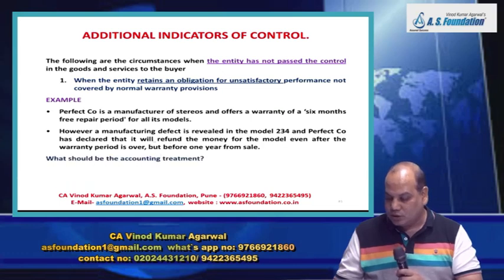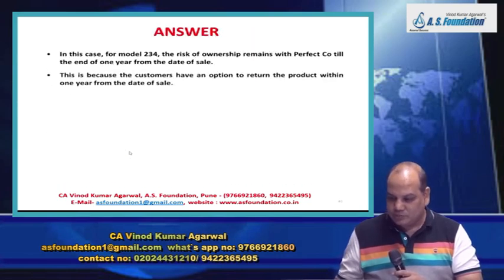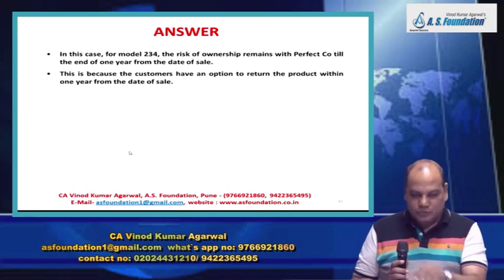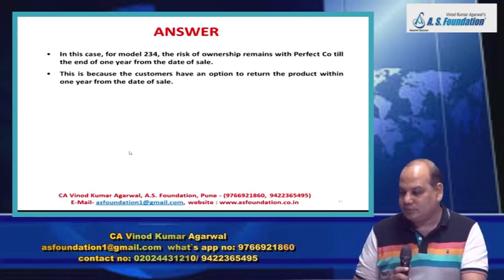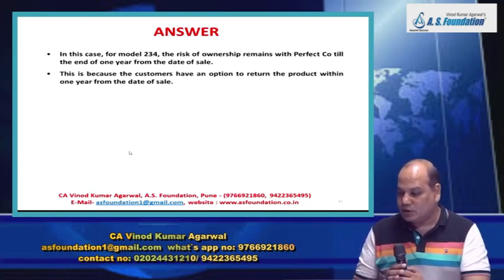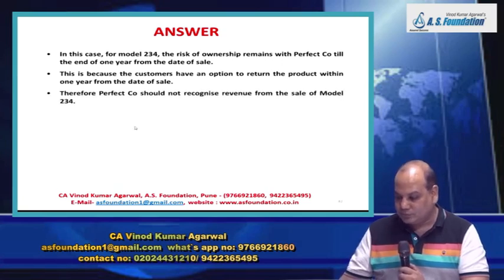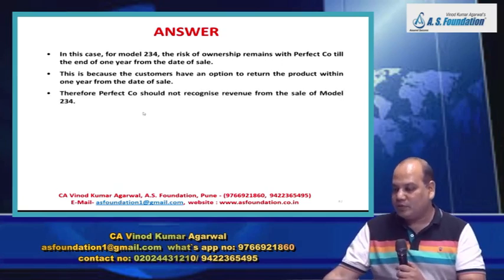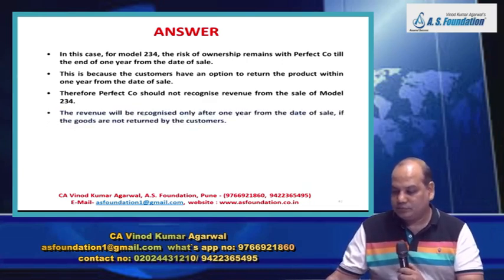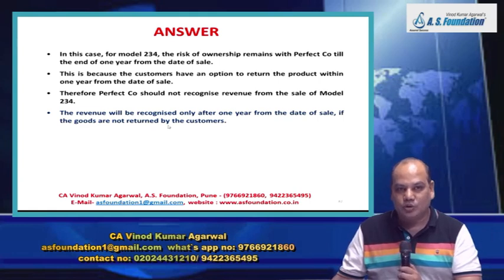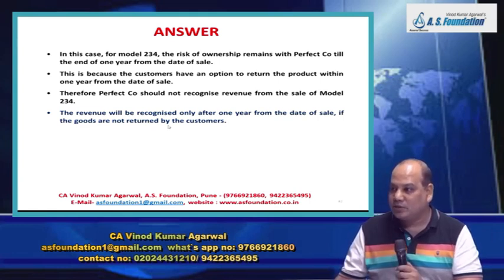Now here the revenue recognition will be postponed because there is uncertainty regarding the consideration. So what should be the accounting treatment? In this case, the risk of ownership remains with Perfect till the end of 1 year from the date of sale. This is because the customer has an option to return the product within a year from the date of sale. Do not recognize revenue. Wait for a year. Recognize revenue for those goods which have not been returned by the customer.